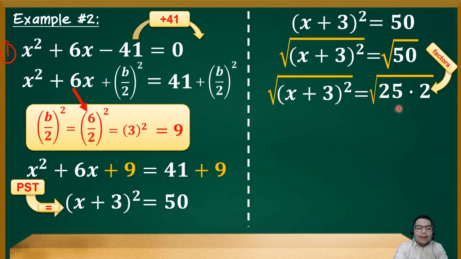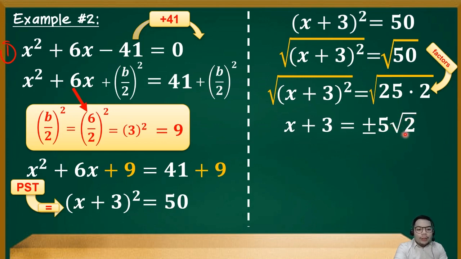So we have 25 times 2. Since 25 is a perfect square, we can simplify this one. Simplifying the square root of (x plus 3) quantity squared is x plus 3. And the square root of 25 times 2 is 5 square root of 2. Why? Because the square root of 25 is 5, and since 2 is not a perfect square, it will just stay inside the radical sign. So it's just square root of 2.